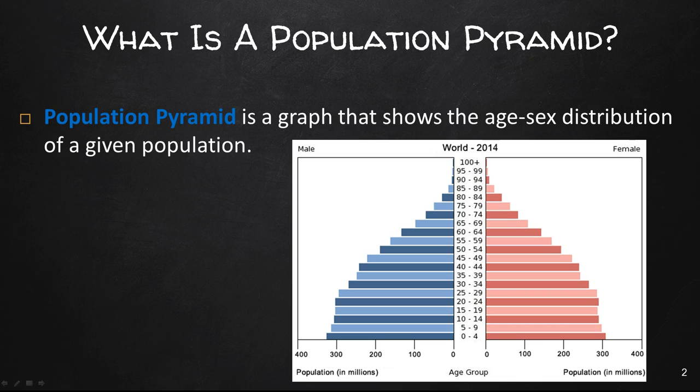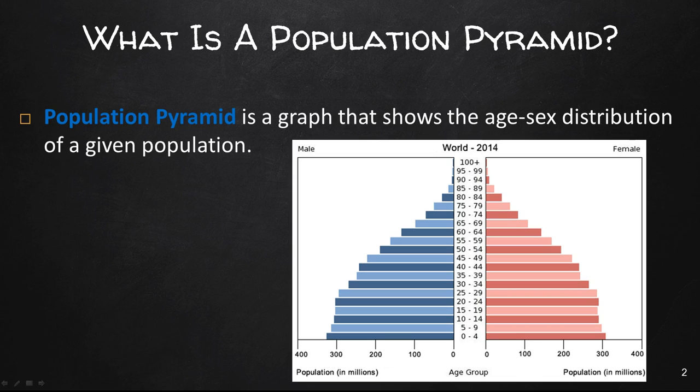So a population pyramid is simply a graph that shows the age-sex distribution of a given population. So it's a graphic profile of the population's residents. So sex is shown on the left and right side, age on the vertical axis, and the population on the horizontal axis. Each group, for example, males aged 0 to 4, is called a cohort.